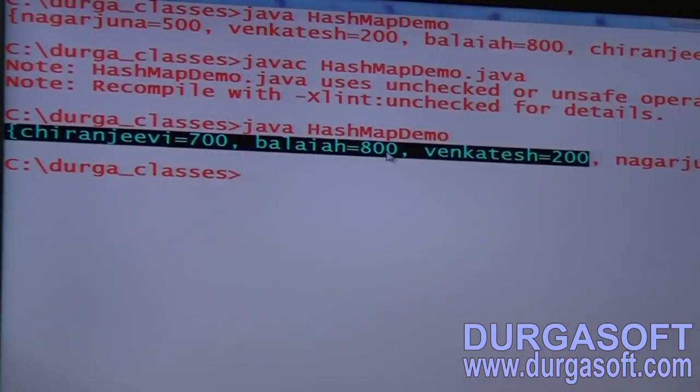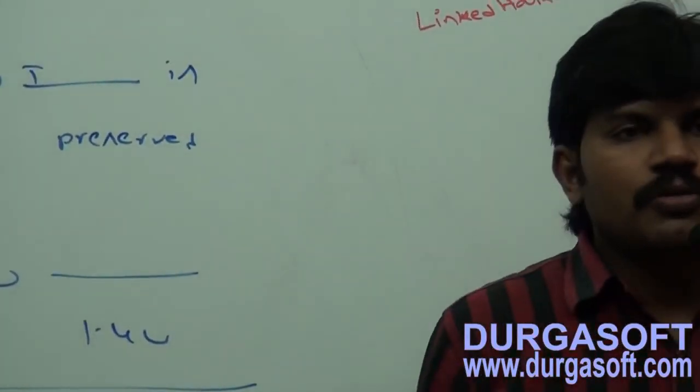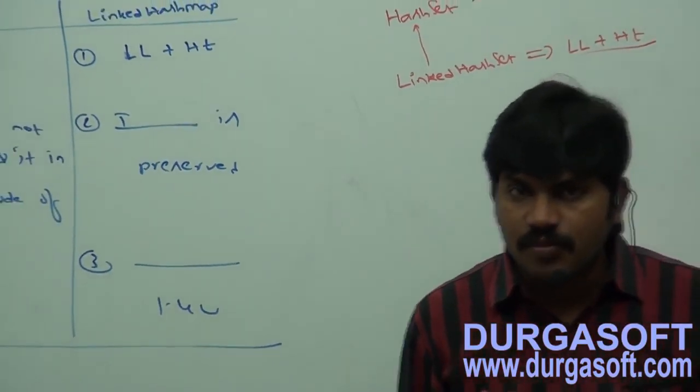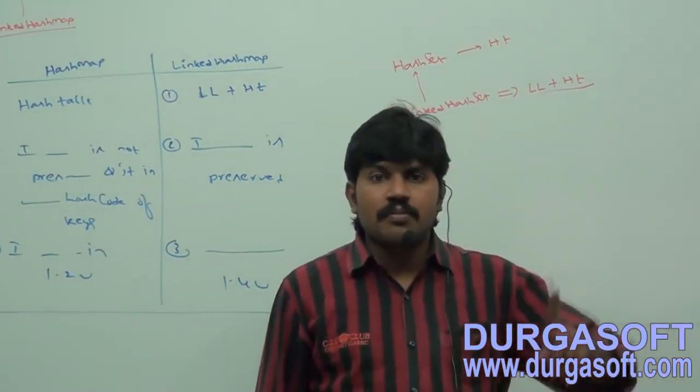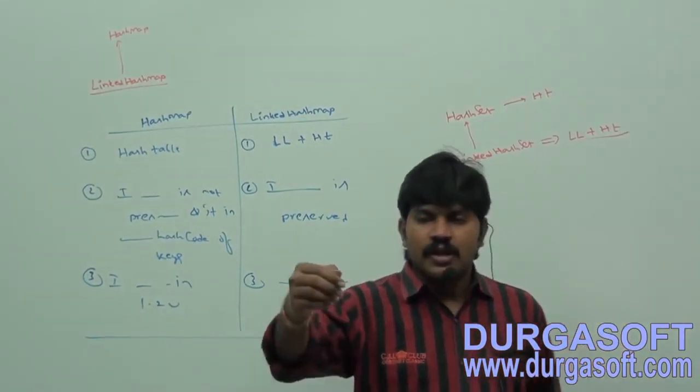That is the small minor difference between HashMap and LinkedHashMap. Are you getting it? In HashMap, insertion order is preserved or not preserved? Not preserved, but in LinkedHashMap, insertion order is preserved by default. Clear for all of you at this point also.